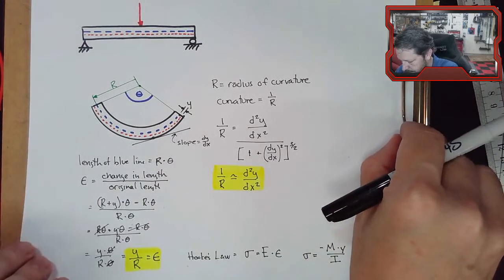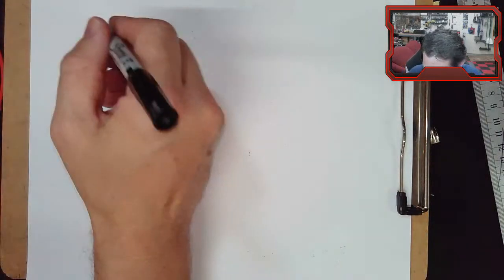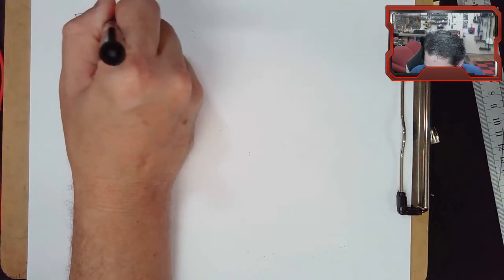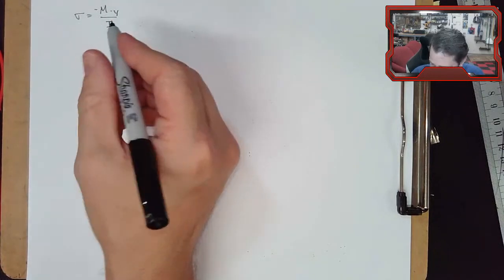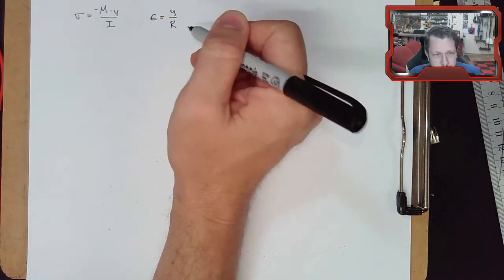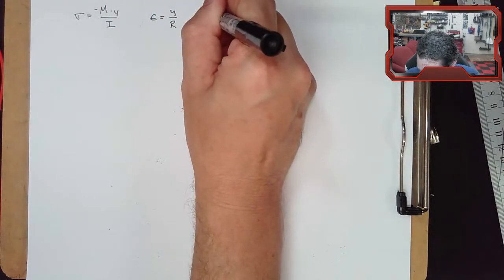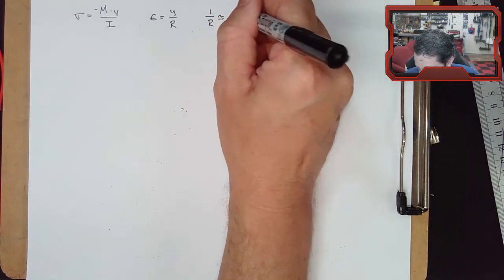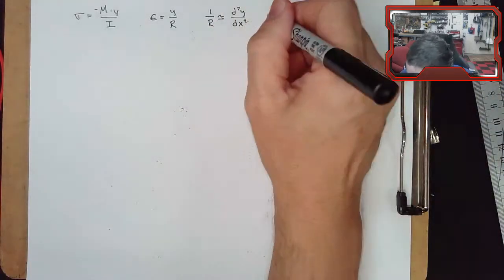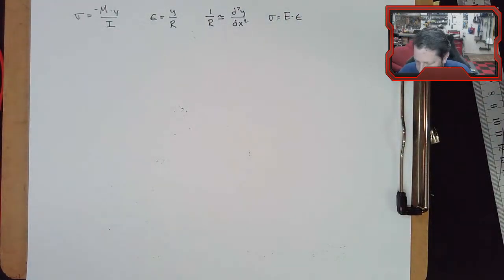So we need a new sheet to put all these combined together. Let's just put this over here. Let's write all our equations down. We have sigma equals negative m times y over I. So that's our flexural stress equation. We have strain equals y over r. That's the one we just got from the red line and blue line. And we have 1 over r is more or less equal to the second order derivative of y with respect to x. So we have all that. And we have Hooke's law. There we go. So let's plug in.